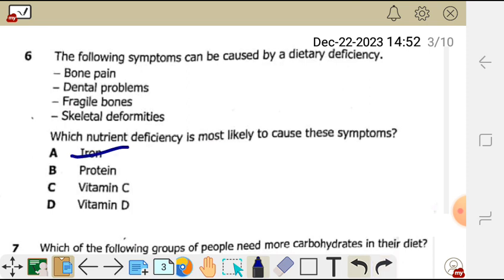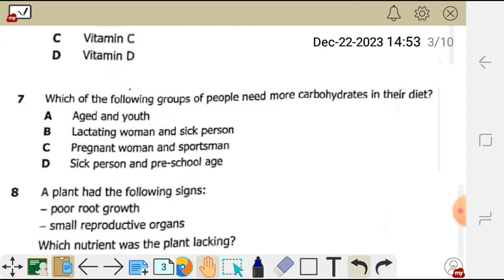That is iron. Then proteins: we know protein is responsible for formation of proteins, growth and all those things. And then vitamin C is responsible for wound healing, anything to do with wounds, and even growth. But for bones, it's vitamin D. So the correct answer for question 6 is D. Question 7.